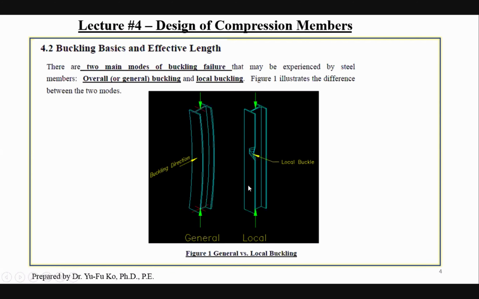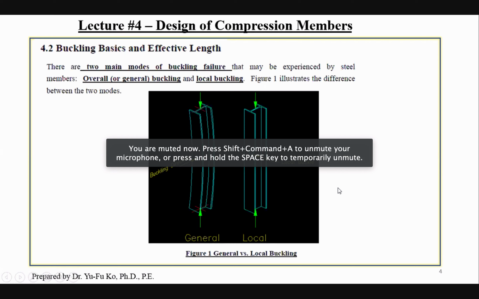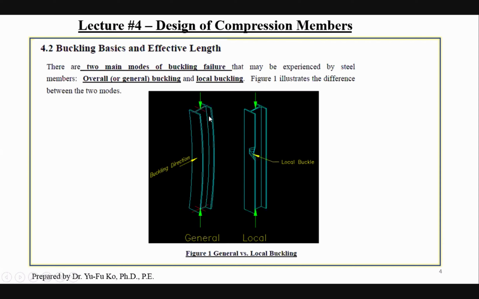Another one we call local buckling. So as you can tell, this is global buckling, where the whole member is buckled. But in local buckling, the member is not buckled as a whole, but locally it buckled like that. So this is what we call local, and this is what we call global.